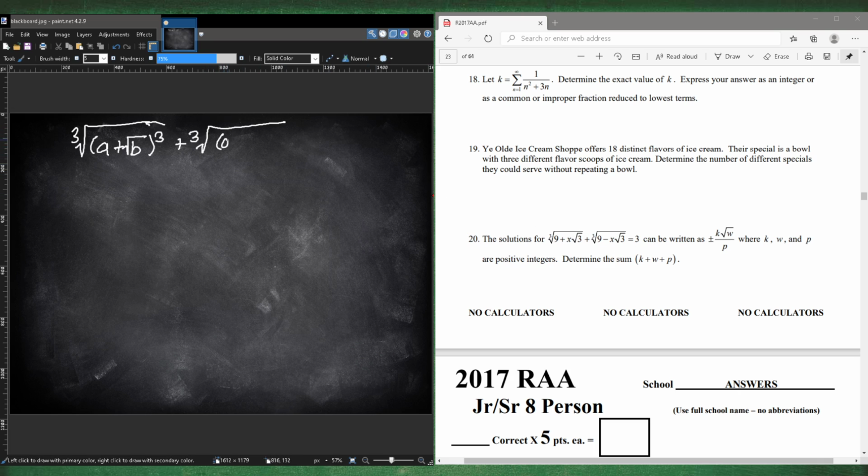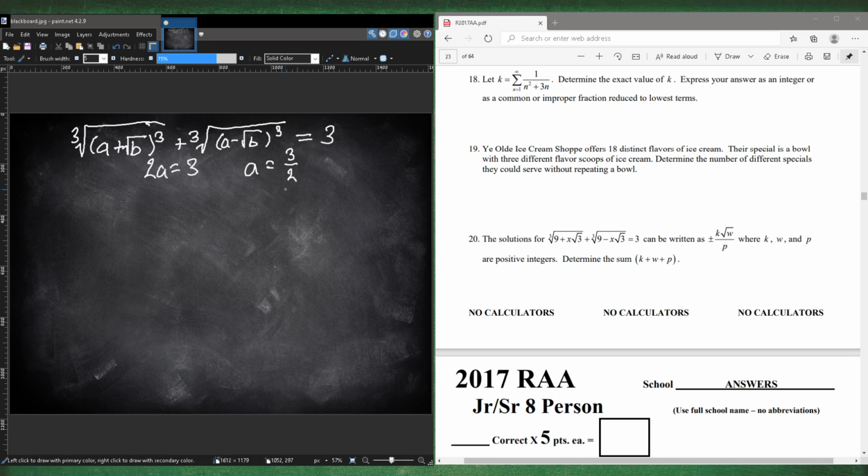So this will be a minus square root b cubed, and that is equal to 3. So if you do cube of both sides, that gives us 2a plus square root b plus a minus square root b. So the positive square root b and the negative square root b cancel each other out. So we get 2a is equal to 3. That means a is 3 over 2. Okay, so we got that.